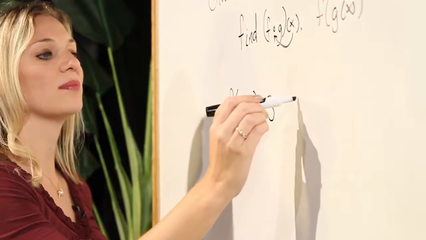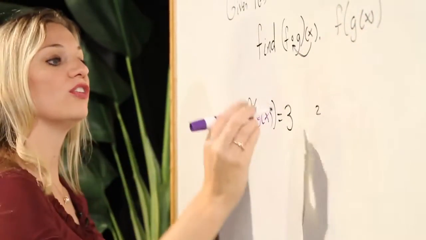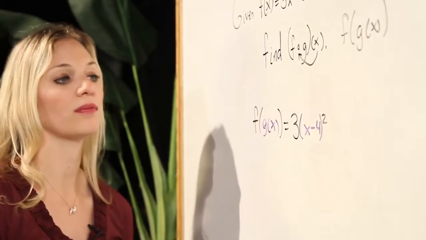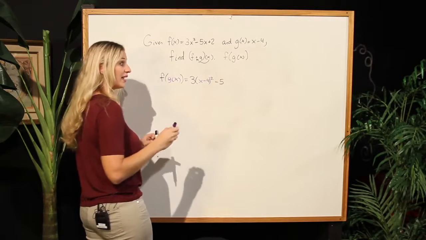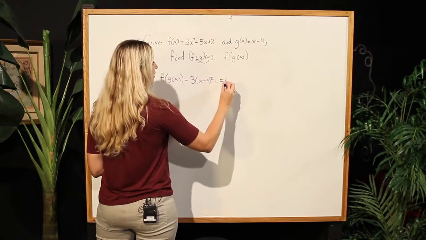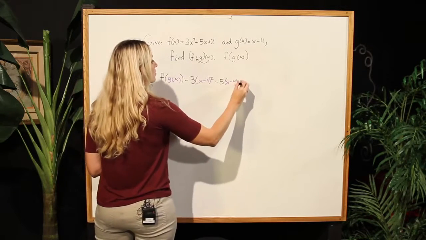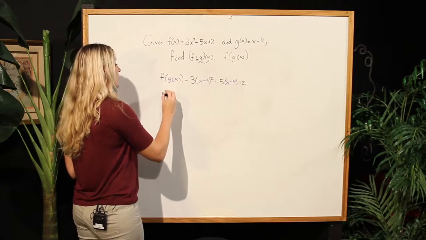Instead of 3 times x squared, now instead of the x, I will put in g of x, which is x minus 4. Minus 5 times, and now instead of the x, I will put in g of x, x minus 4, plus 2. Now all that is left to do is to simplify this down.